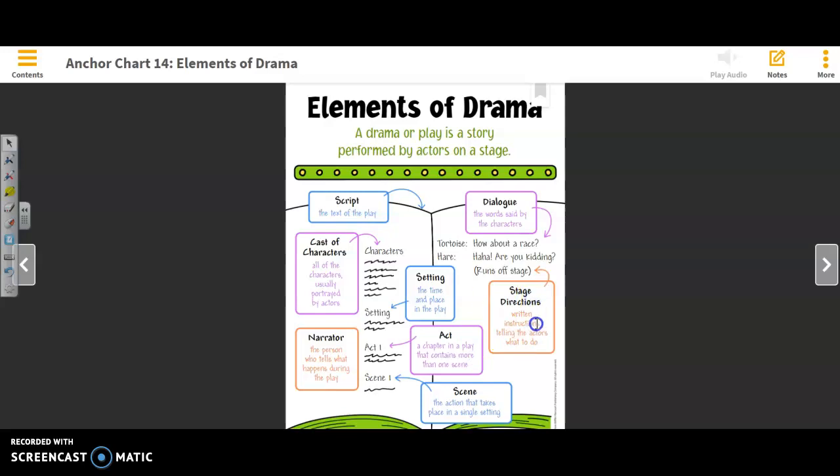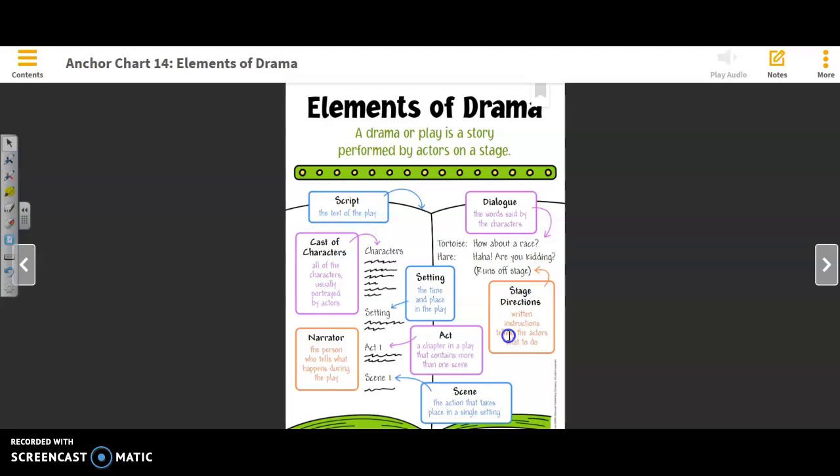Next is stage directions. And these are written instructions that are telling the actors what to do. For example, runs off stage. Now, you will read that as you read the script of the play. Remember, that's the text. But if you were actually doing the play and putting on that performance, you wouldn't read the stage directions out loud. So remember, a story, a poem, and a play are all three different things.